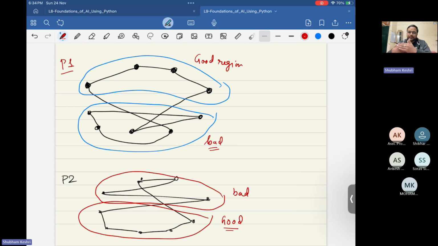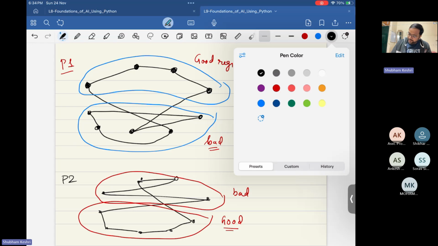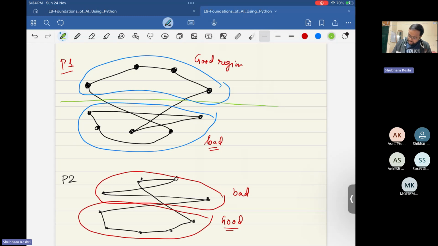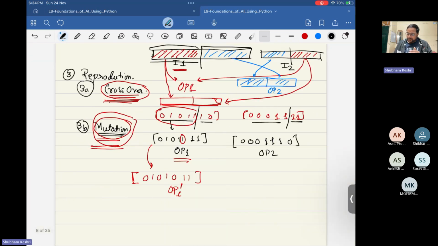And if you recombine these parents, and suppose this was the partition of recombination, this area, then this good region and this good region will create good children. And that is why we are saying that crossover is an intensification operator. Is that all right? Okay. And mutation is a diversification operator.